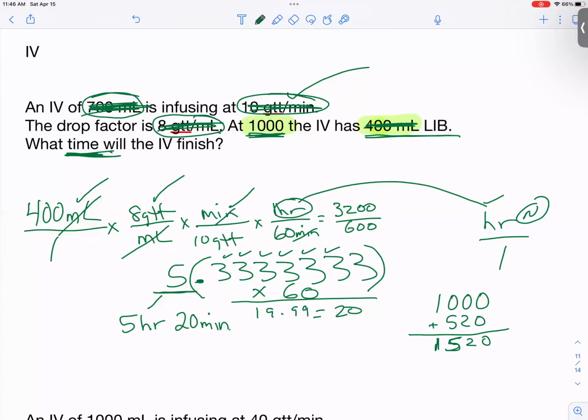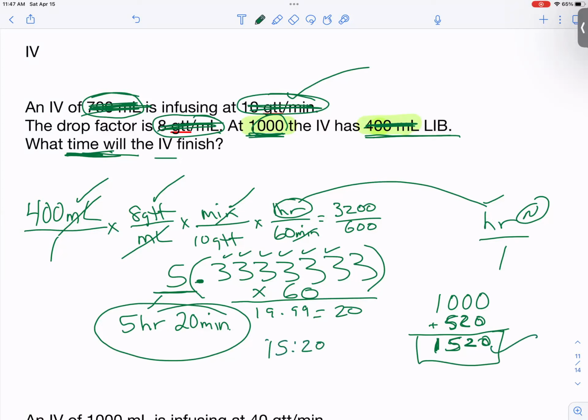So a lot of times people get it wrong because they put 5 hours and 20 minutes. Well, I didn't ask you how long. I asked you what time. And if I walked in at 10 a.m. and it takes 5 hours and 20 minutes, I got to walk back in at 15:20 with a brand new IV. Now, make sure you write it like this, 15:20. It is not 3:20 like that. It's military time. All right. So don't forget that. That's very, very important.